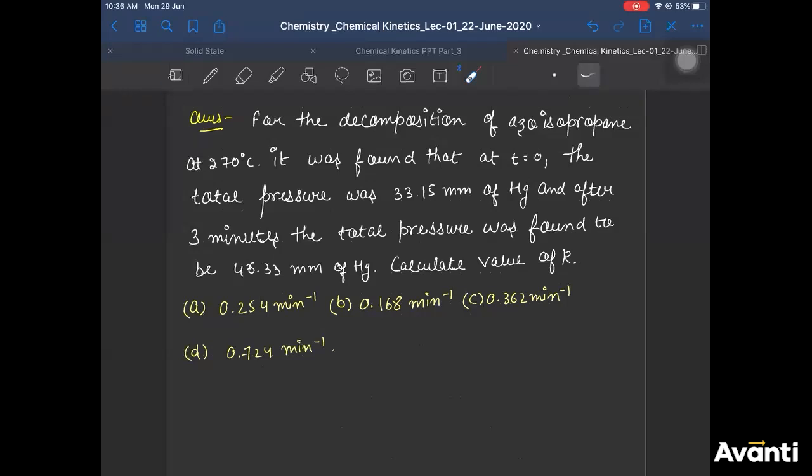No, these derivations are not asked in boards. In CET they can be, but not in boards.